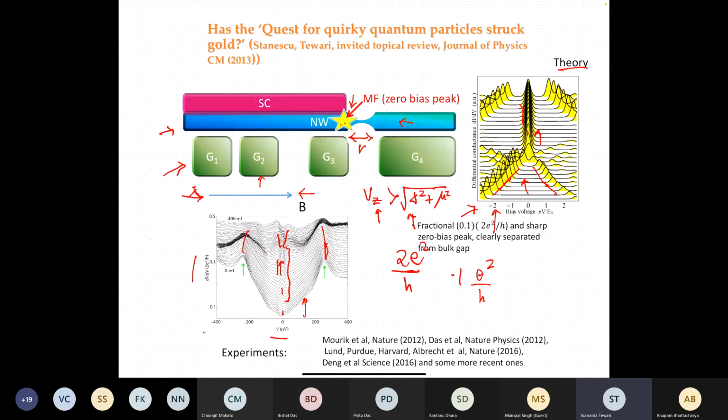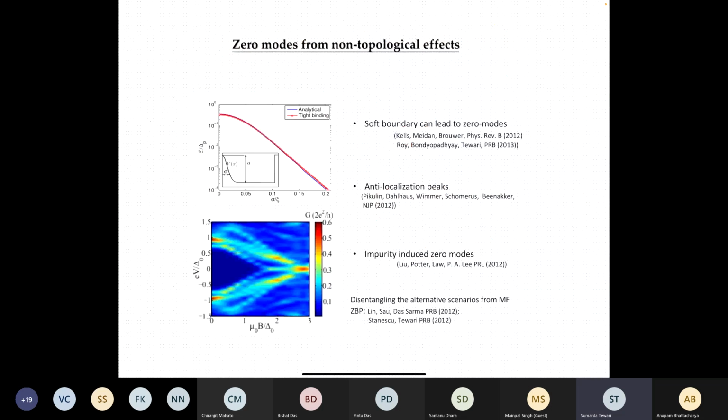A sharp zero bias peak, clearly separated from the bulk gap. The peak appears only above a finite magnetic field, so that's good. The peak is robust against further increase of the magnetic field, that's good, and consistent with the topological superconductor interpretation. However, there are other scenarios which can also explain this zero bias peak appearing in this system. I'm not going to go over those.